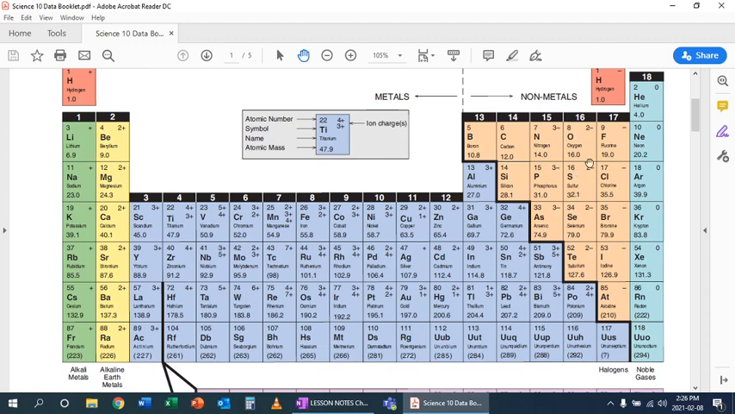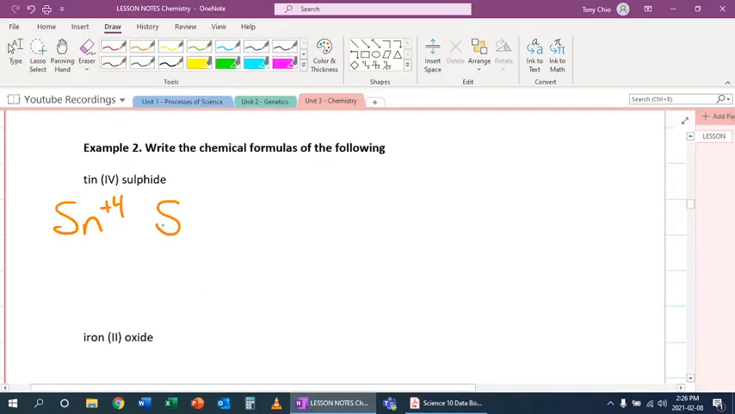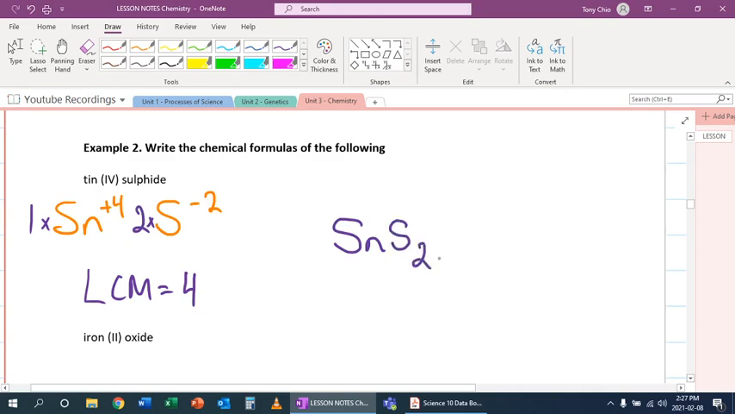Sulfide is right here. Sulfur has a -2 charge. So it's S -2. So again, what's the LCM of 4 and 2? The LCM of 4 and 2 is actually 4, because each of these can become a 4. So how many tins do I need? I actually only need 1 to become a +4, but I need 2 sulfurs. So my chemical formula becomes Sn. Don't need to write the 1 because it's already assumed. SnS2.